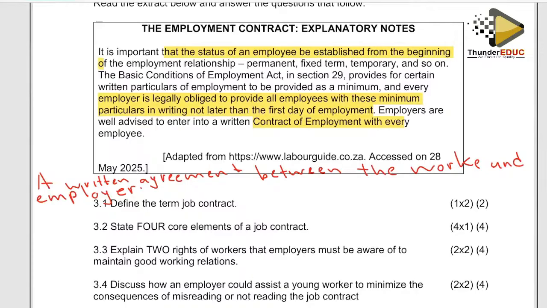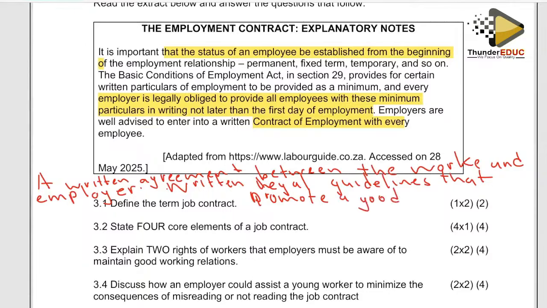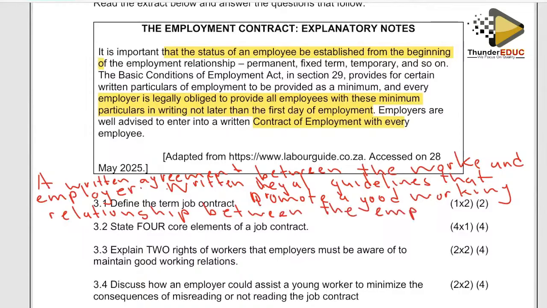You can also say these are written legal guidelines that promote a good working relationship between the employee and employer.